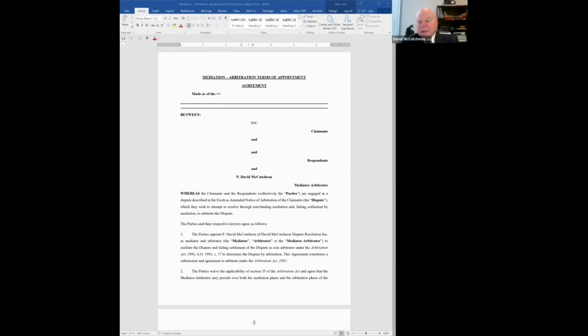It varies depending on the counsel, frankly. In several of the cases I've done recently, the counsel understand it completely. They understand the strategy completely. They've worked on how to get an effective Med ARB done. In other cases, they don't know.